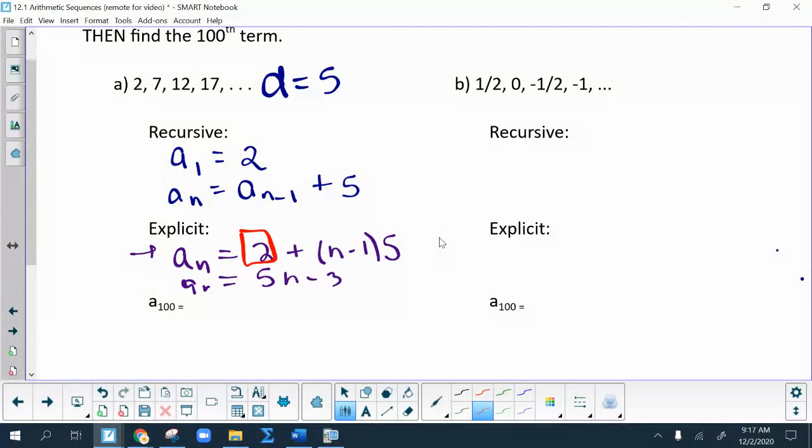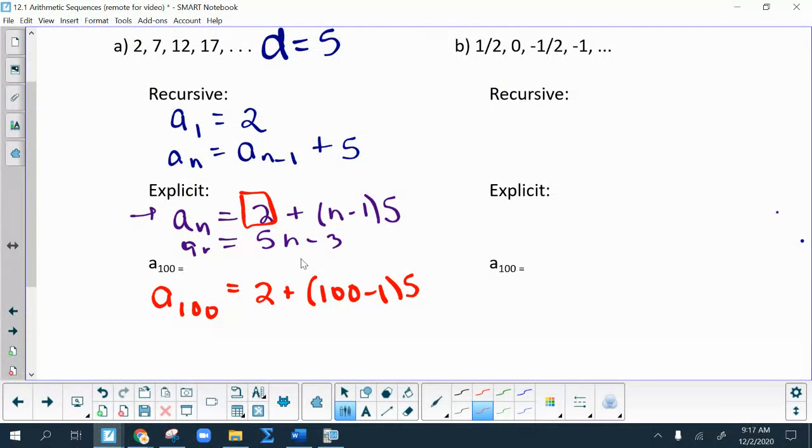To find the 100th term, if you were to use the recursive definition, you would have to find the second term, the third term, the fourth term, and keep repeating until you got to the 99th term that would then allow you to find the 100th term. Not very useful, kind of cumbersome, leaves a lot of room for mistake. So instead, you're better off using the explicit formula. So you're just putting 100 in for n. So you're doing 99 times 5 plus 2, which is equal to 497.